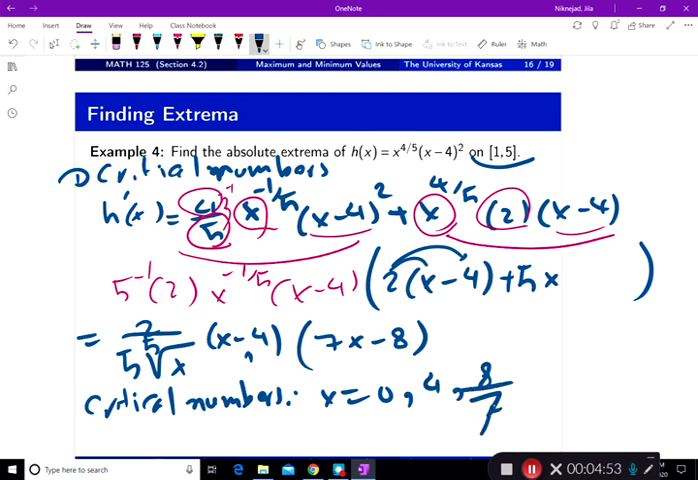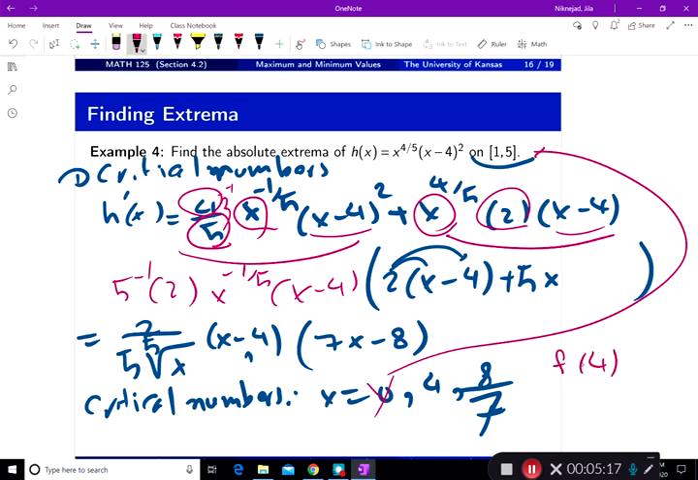Out of these, x equal to 0 is not within the domain. Look at this. 0 is not within the domain, so this one we don't count. It's a critical number, but we don't count it in this problem. x equal to 4 is included, and x equal to 8/7 is included. So the next step is we evaluate h of 4, which is easy to do. If I plug it in here, I get 0.